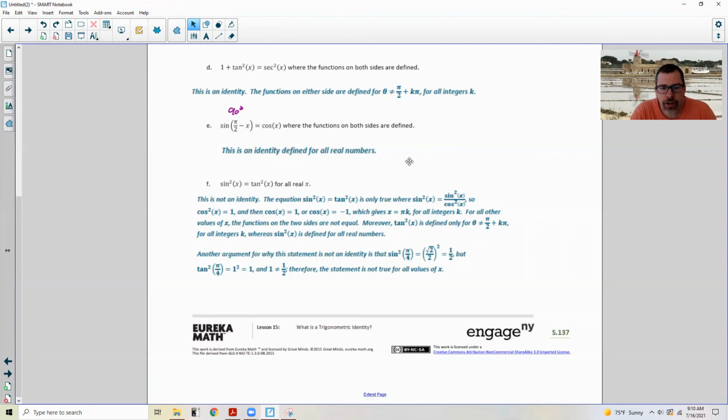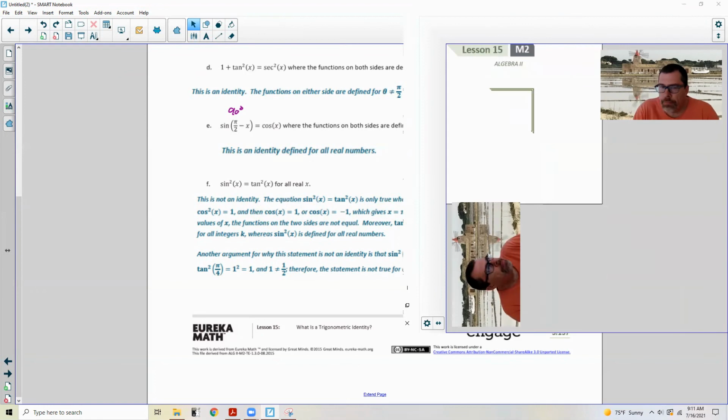Okay, and there's another argument here for why the statement is not an identity. Sine squared of pi over 4 is root 2 over 2 squared, which equals a half. But tan squared of pi over 4 is 1 squared, which is 1, and 1 does not equal a half. So that is a counterexample, and this is a reasoning statement.